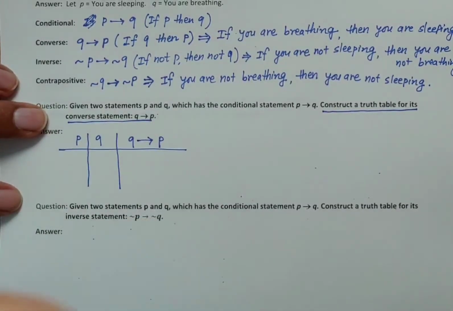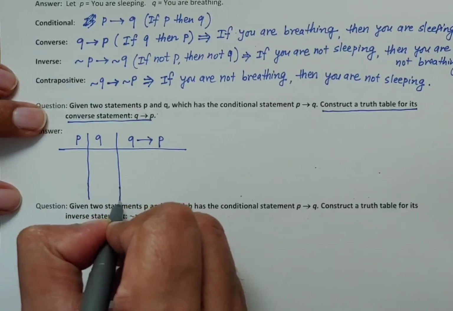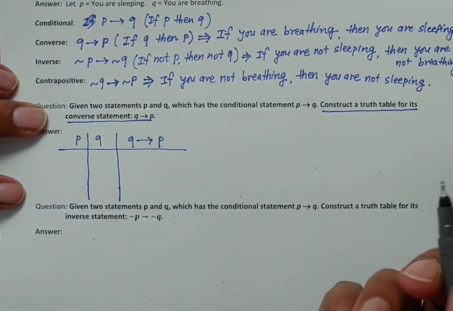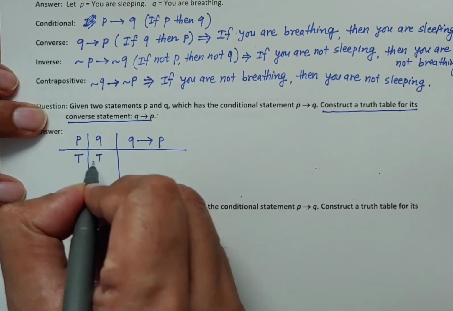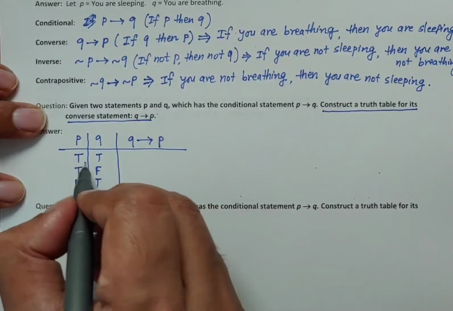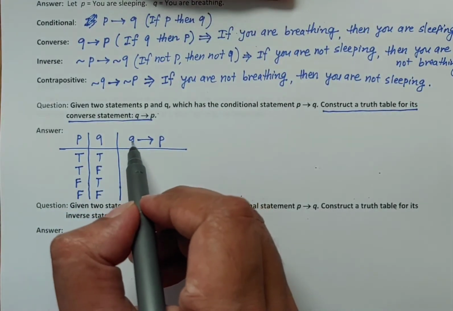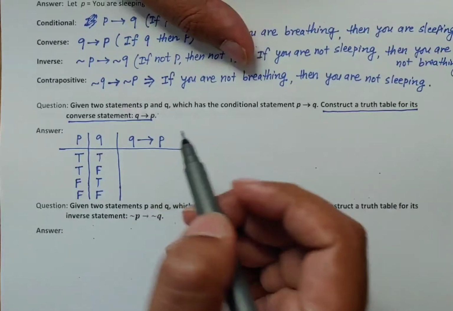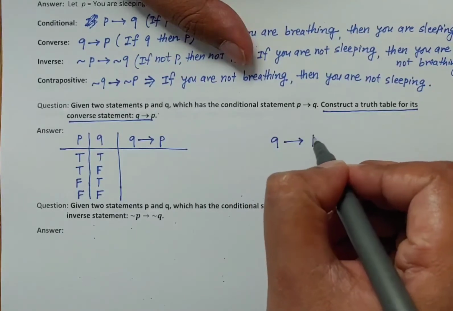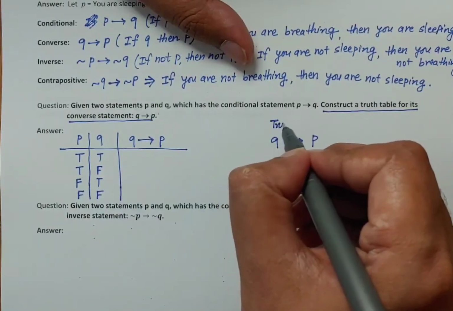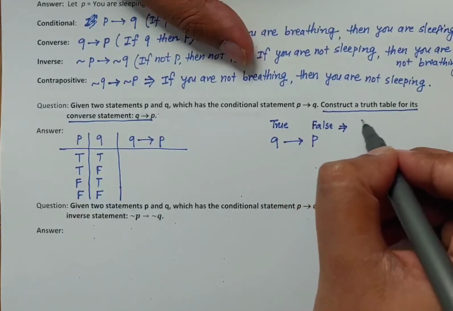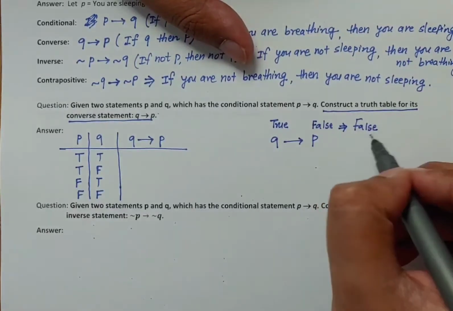Q implies P. Okay, so we find the truth table for this statement, and this statement is the converse statement. So we have true, true, true, false, false, true, and false, false. Okay, so be careful. The first part here is Q and the second part is P. So let's do it in scratch. So we have Q and P, right? So if this is true and this is false, then only we get false, and otherwise true.